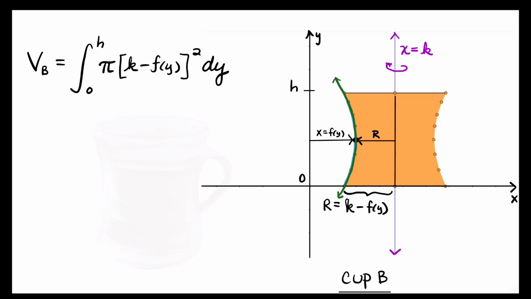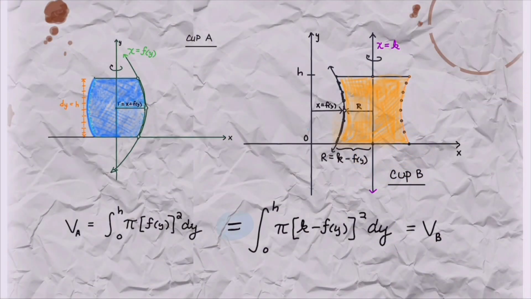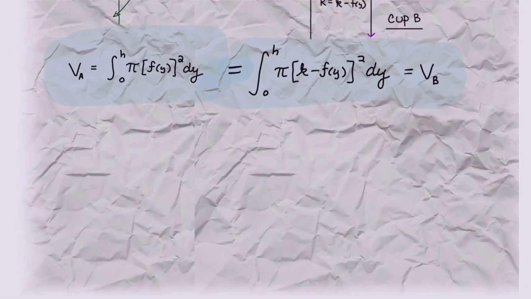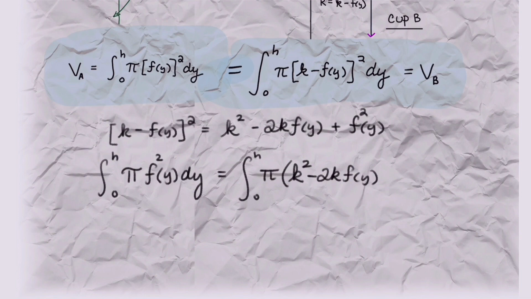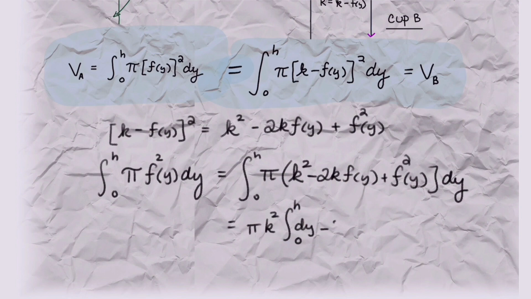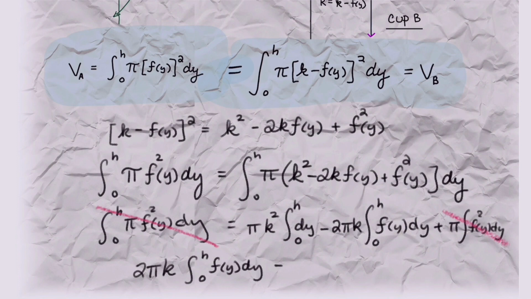Now our first task is to find the value of k that will make both cups have equal volumes. So let's scratch this out on a piece of napkin here. Alright, by setting the two volumes equal to each other, first we're going to expand out the integrand of the integral on the right hand side. And that's going to give us k squared minus 2k f of y plus f of y squared dy. And we can move some things around after we use linearity to distribute that integral and cancel a few things.